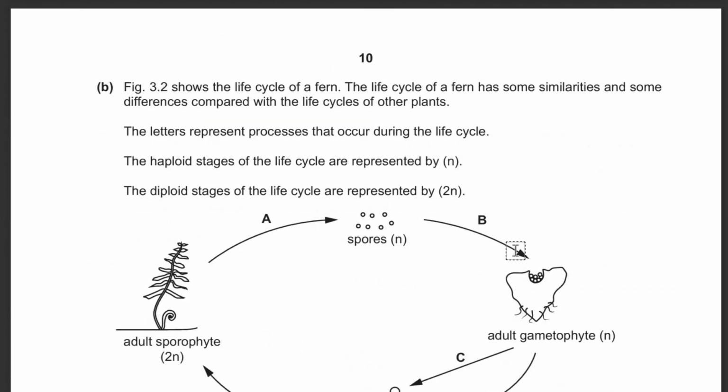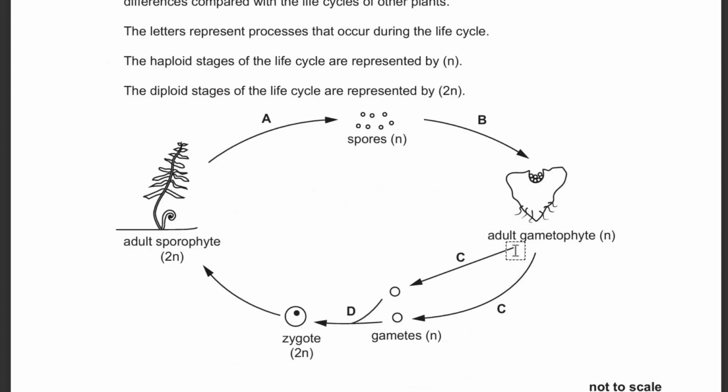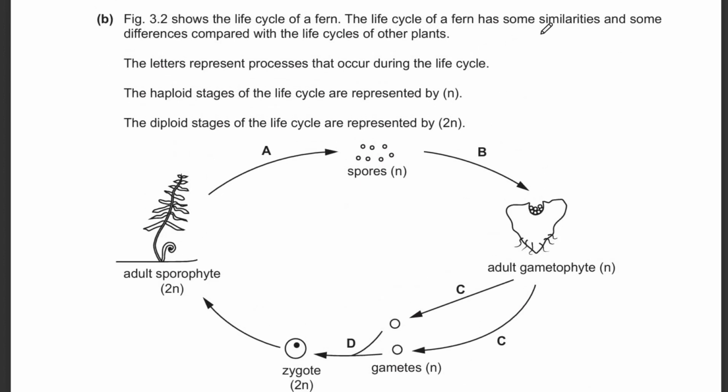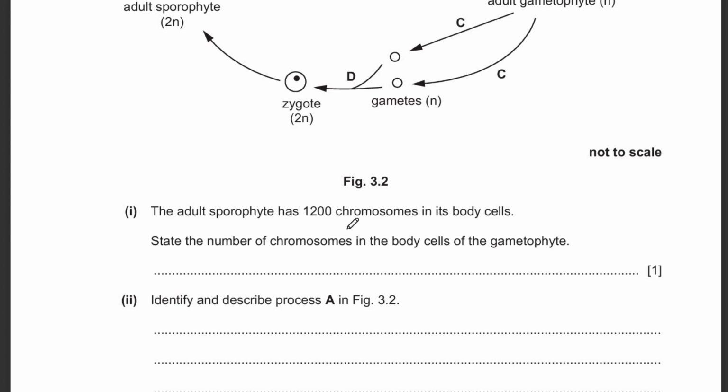Now, part B says figure 3.2 shows the life cycle of a fern. The life cycle of a fern has some similarities and some differences compared to the life cycle of other plants. The letters represent processes that occur during the life cycle. The haploid stage of the life cycle is represented by n, and the diploid stages by 2n. Very self-explanatory. Part 1 says the adult sporophyte has 1200 chromosomes in its body cells. State the number of chromosomes in a body cell of the gametophyte. So the gametophyte is haploid, right? So haploid has half the number of chromosomes. So 1200 divided by 2 would be 600.